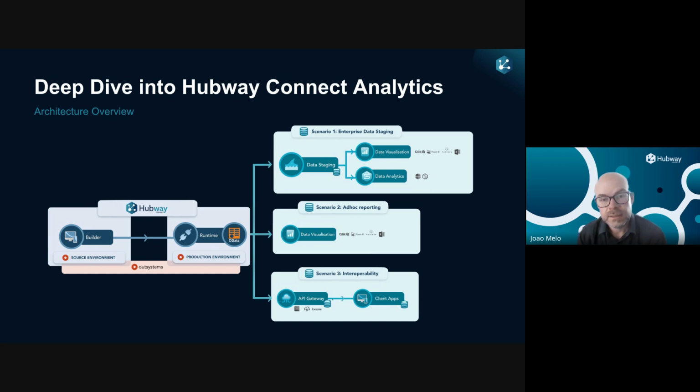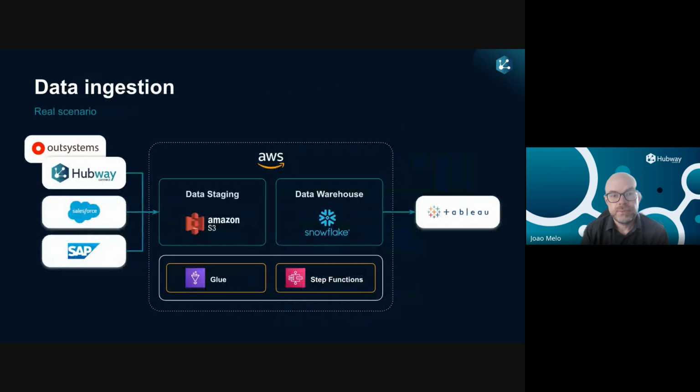I'd like to bring a real scenario from a data ingestion pipeline we helped one of our customers build. In fact, this was one of our first users of Hubway Connect. They were our early adopters. They helped us shape the vision for the product. We built the first scenarios, the first functionalities, having their use case in mind. This client already had a complex portfolio. They had over 10 applications running in production, and they had this enterprise grade data ingestion pipeline based on a number of AWS services.